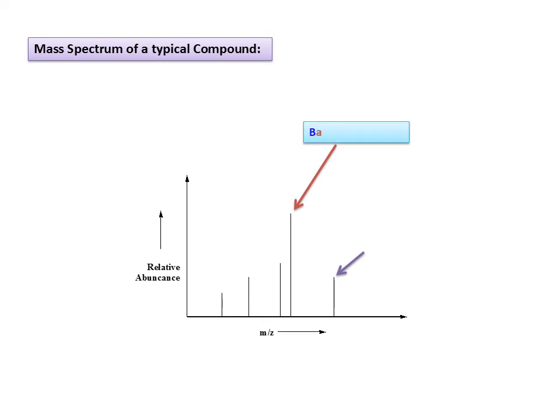Here we are getting two types of major peaks. One is the base peak, in which the relative abundance of the fragment ion is 100%, and the other is the molecular ion peak, which gives the m/z value of the molecular ion, that is, the actual weight of that particular molecule. So this is all about the mass spectrum and the instrumentation of the mass spectrometer for a typical compound.